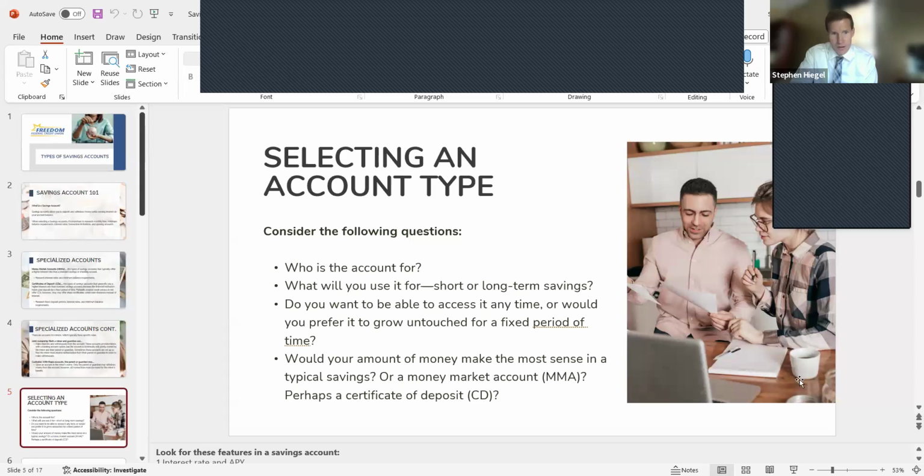There are several features to look for in a savings account, such as interest rate and APY, initial deposit, minimum balance requirements, account fees, rate tiers, accessibility and ease of use, supplemental savings accounts.